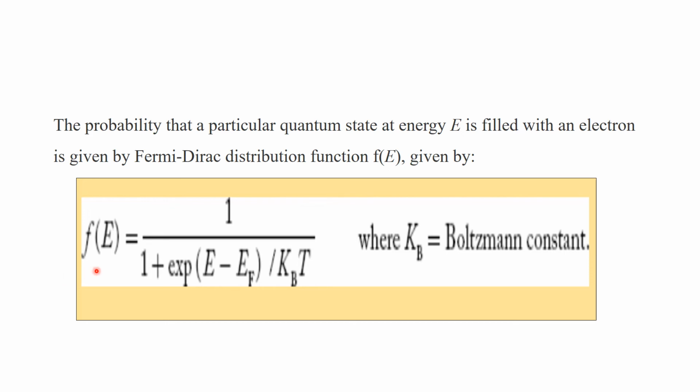The probability that a particular quantum state at energy E is filled with an electron is given by the Fermi-Dirac distribution function, that is represented as Fe. The value of Fe is given by Fe equal to 1 by 1 plus exponential (E minus Ef) by kBT, where kB is the Boltzmann constant and T is the temperature.